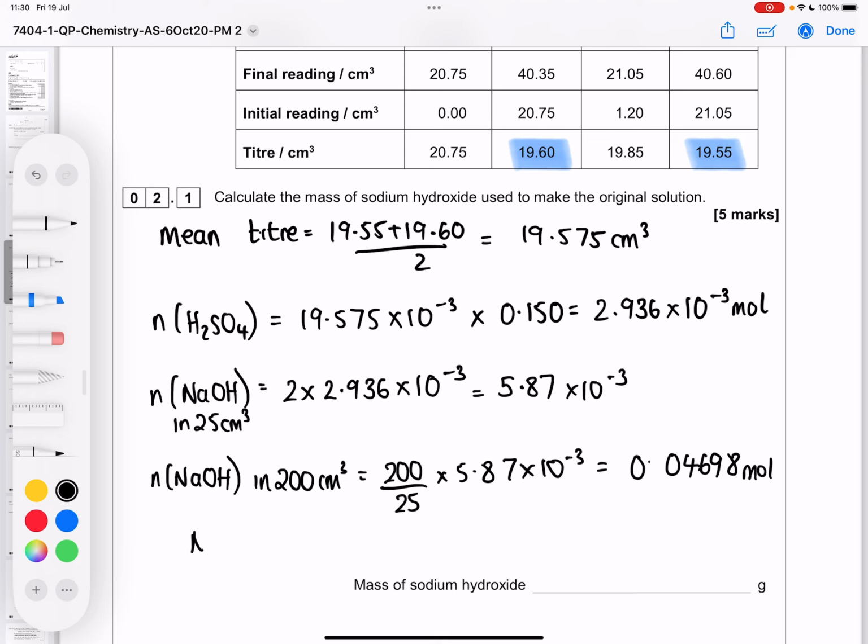And then we're going to find the mass is Mr times moles. So the Mr of sodium hydroxide is 40. And that gives us 1.88 grams.